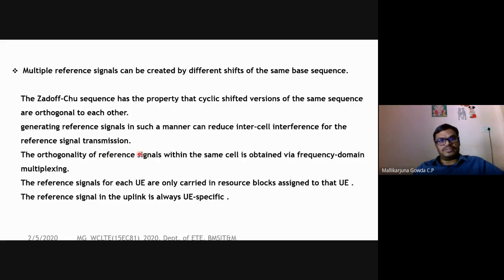The orthogonality of the reference signals within the same cell is obtained by frequency domain multiplexing. The reference signals for each user equipment are only carried in the resource blocks assigned to that user equipment. So the reference signal in the uplink is always user equipment specific.